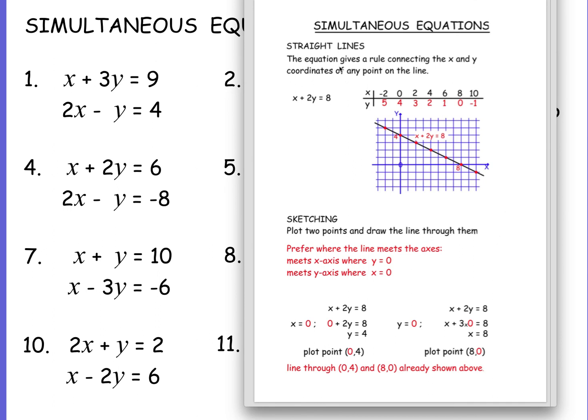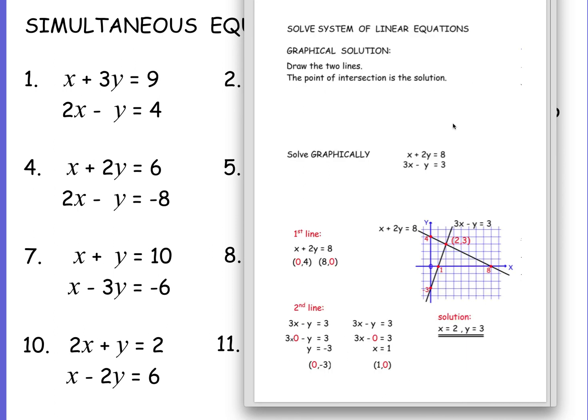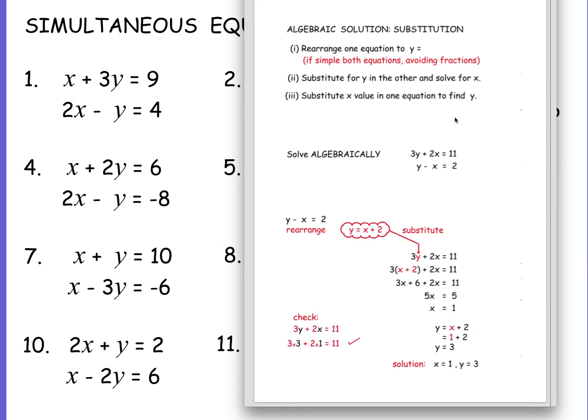What I've just covered is drawing a straight line using lots of points, then drawing it just with 2 points, making x 0 and y 0, and then that's the graphical solution, the one we've just covered. So that's if you click the link in the description. The next video will be on algebraic solutions, the substitution method.